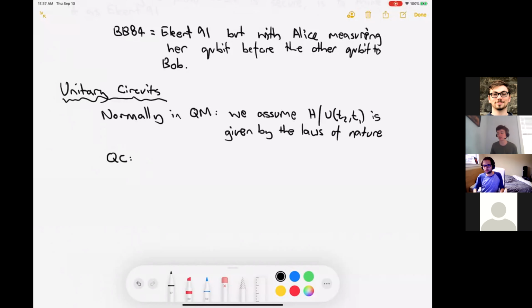The central feature of what it means to do quantum computing is that we assume we have such control over the system and the environment it's in that we can basically make the Hamiltonian be anything we want. So we have so much control.